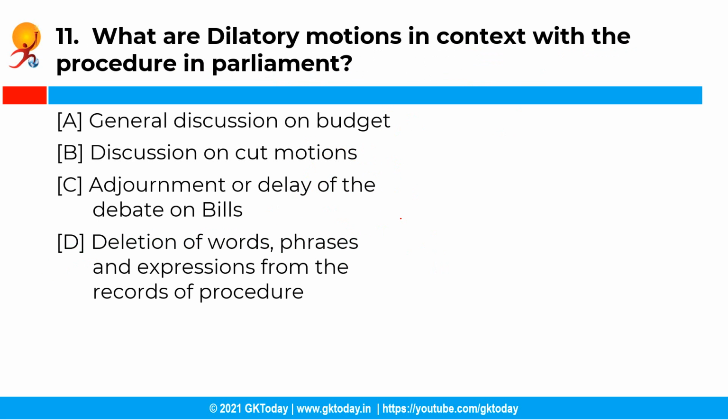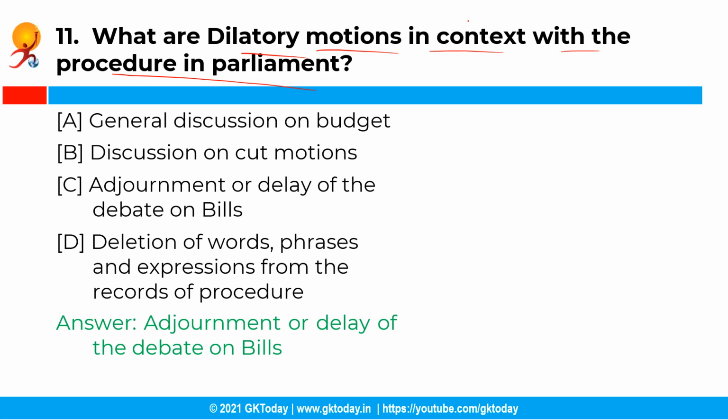Now the next question is, what are dilatory motions in context with the procedure in parliament? So you have the following options and the correct answer is option C, that is adjournment or delay of the debate on bills. So dilatory motions refers to the motions that seek adjournment, or you can say delay or retard, of the debate on bills, motions or resolutions, etc.